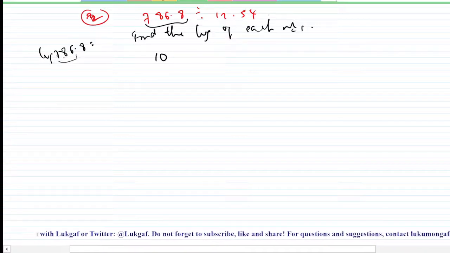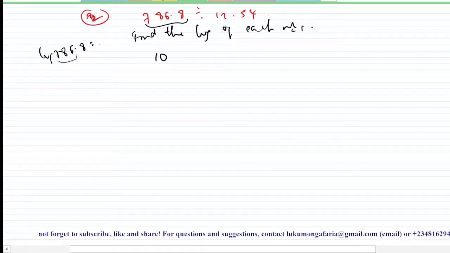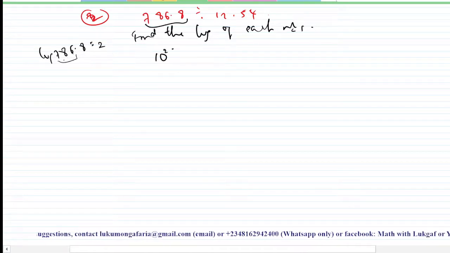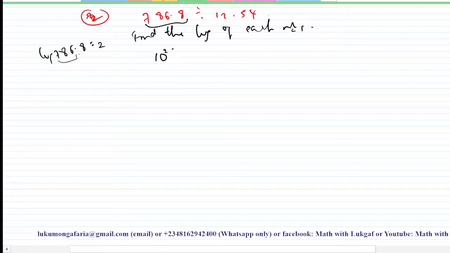The digit before the decimal here is 3. It means my characteristics part will be 2. Then you put your 2 here. Then you get rid of this decimal point and you check all the numbers in your four figure table.